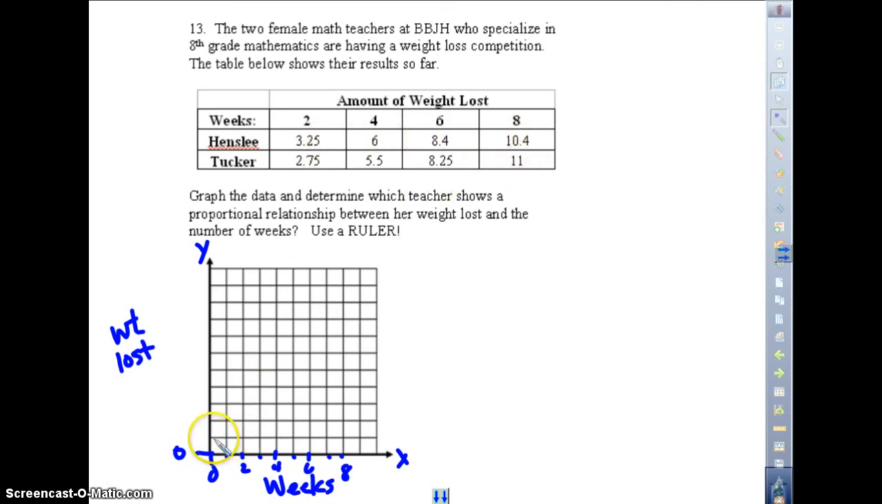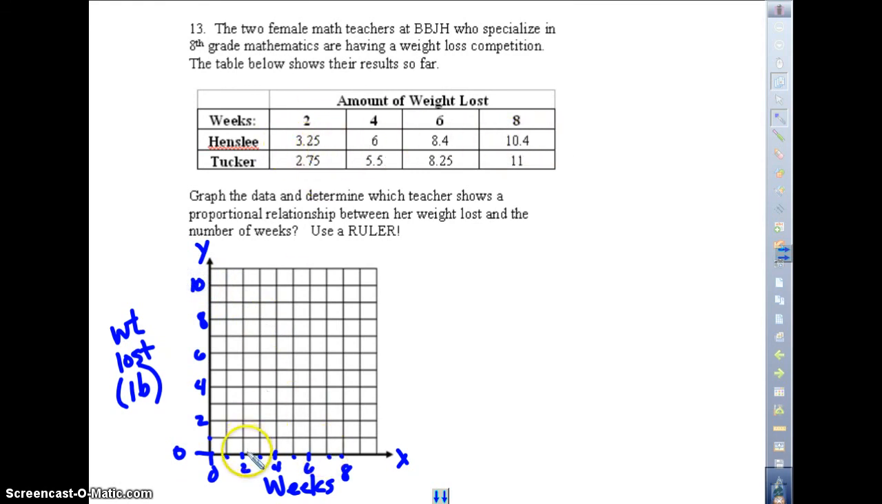Let's see how many lines we have. 1, 2, 3, 4, 5, 6, 7, 8, 9, 10, 11. Okay, so each line is worth 1 pound. So let's write pounds here. 1, 2, 3, 4, 5, 6, 7, 8, 9, 10. The top line's 11. I want you to graph Miss Hensley.